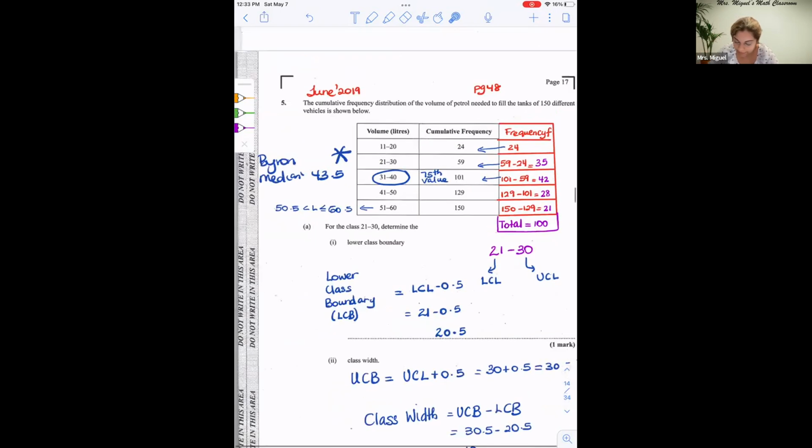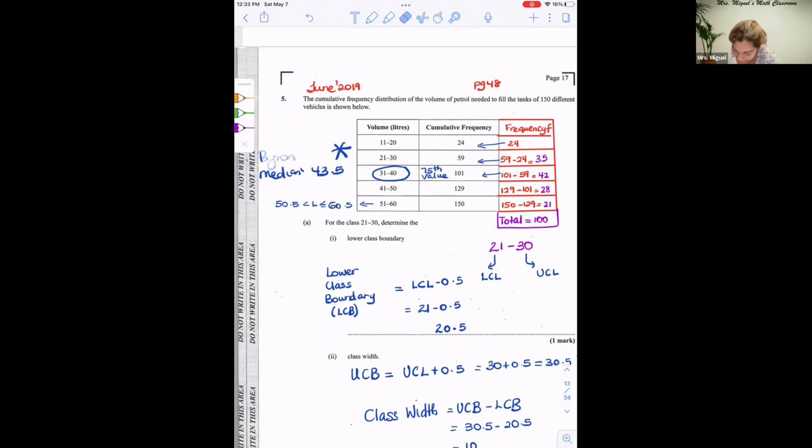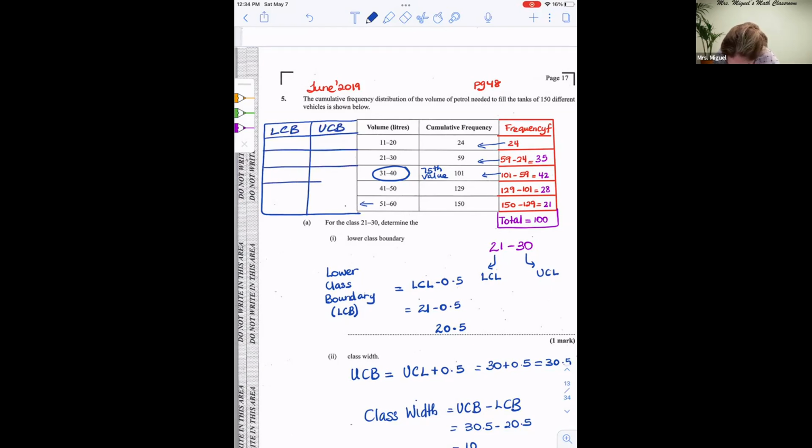So let us extend our table on this side and find the boundaries. I want you to find the lower class boundary and the upper class boundary for each class interval. So go ahead, find it for me. Because we need that, and we need this to plot the graph.